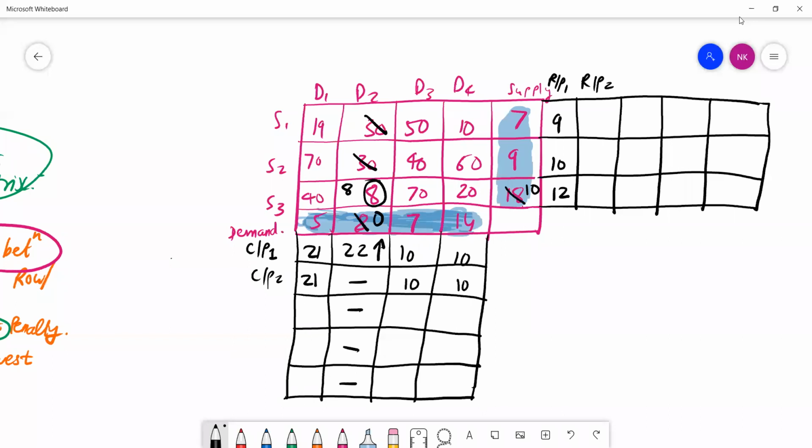Row penalty 19, 50, 10. Now you don't need to consider this 30. Why? Because 30 is not taking part in our second iteration. It has been ruled out. So you just focus on the values which are still remaining. So 19 and 10 are the minimums, so consider 9. 70, 40, 60. Now in this particular case, 40 and 60 are the two minimum values, so we would be taking 20. 40, 70, 20. So 20 and 40 are the minimum values, we will be taking 20.